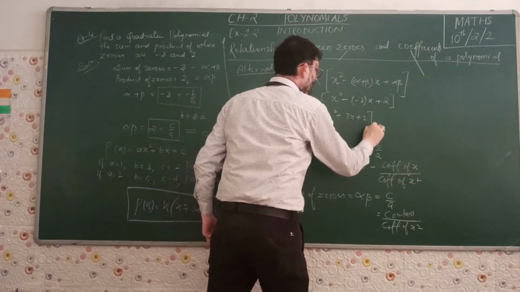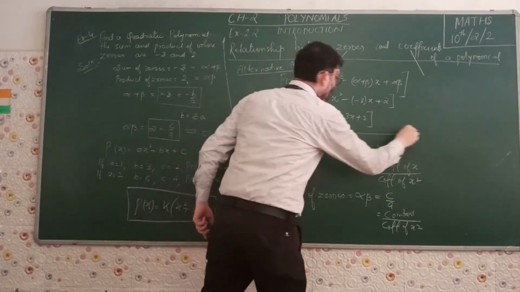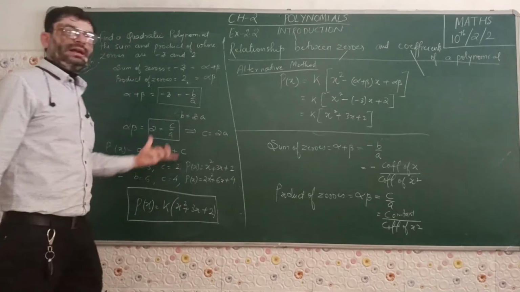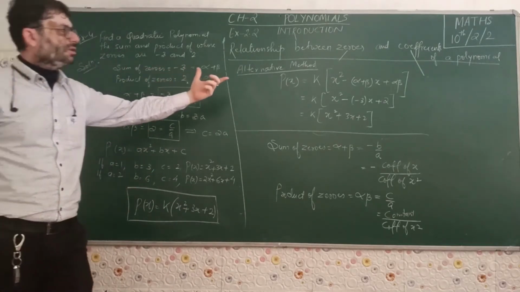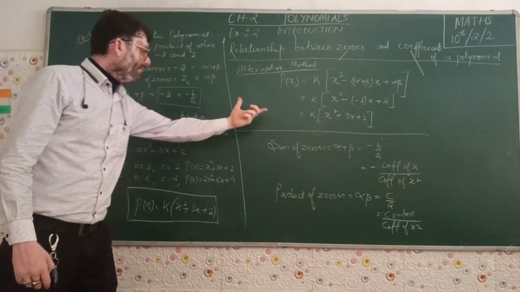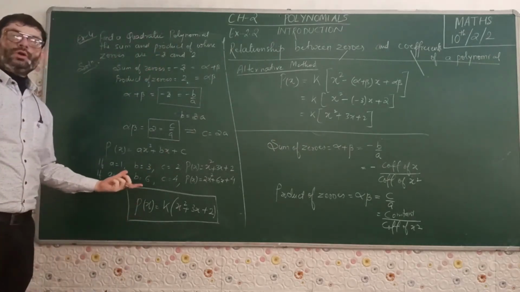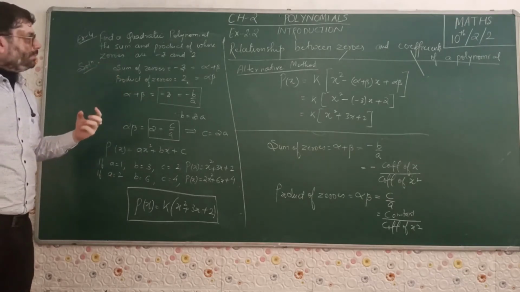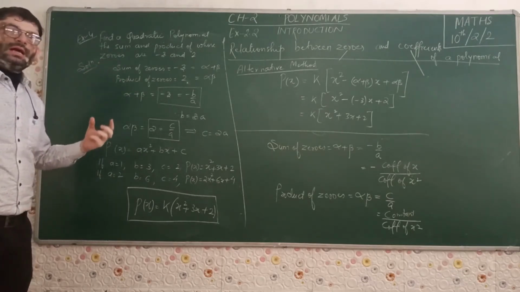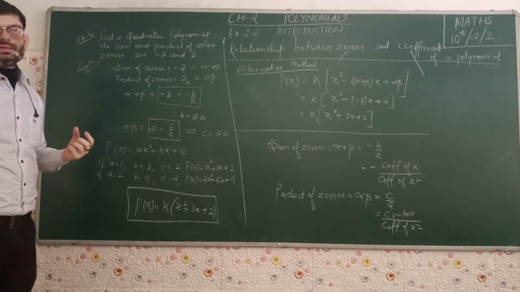If you compare the polynomials from the two different methods, one a general method and second the direct, alternative method using the formula, we get the same quadratic polynomial. So this is the method to find a quadratic polynomial when sum of zeros and product of zeros are given to us.